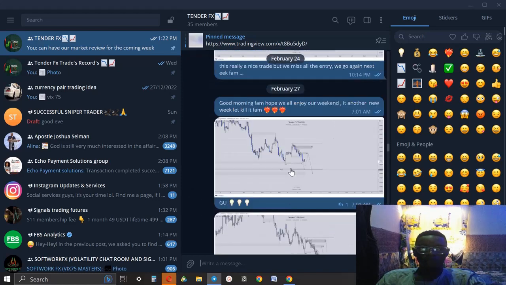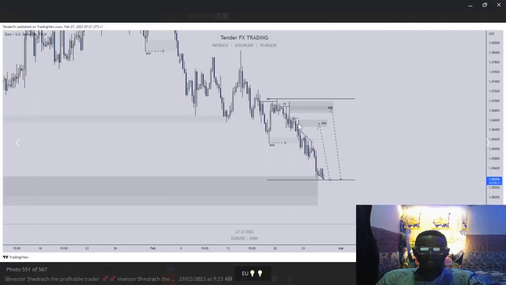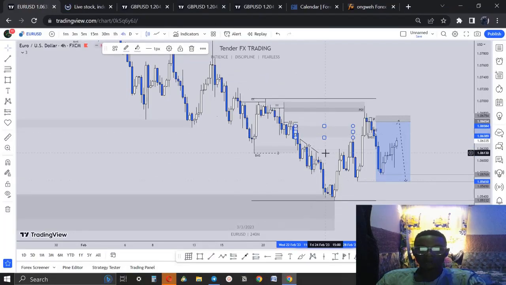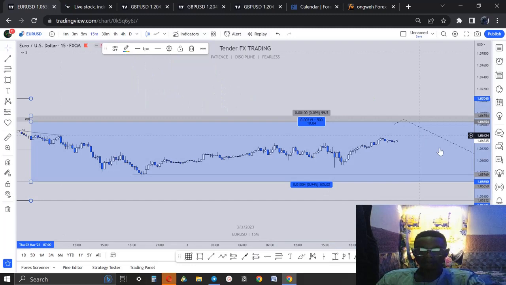Let me search for this. This is the idea. I was looking to short from here. After price mitigates, I want to see a lower time frame confirmation, then I sell down. So let's take a look at that. After price mitigated, family, you can see we had a mitigation. Let's move to our 15 minutes time frame.